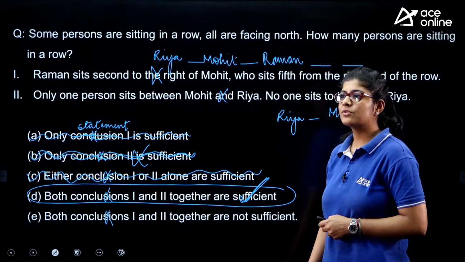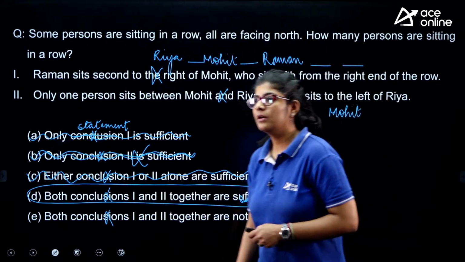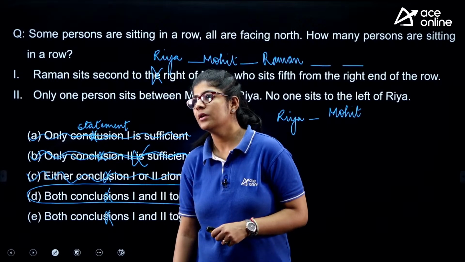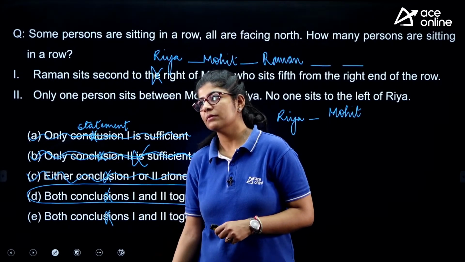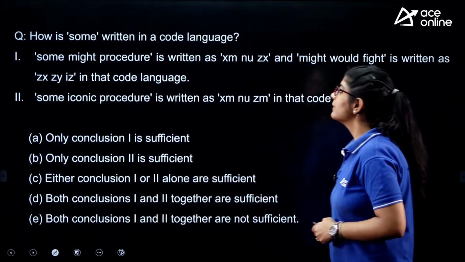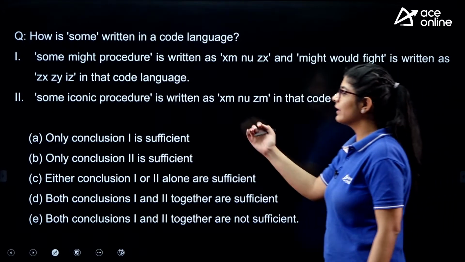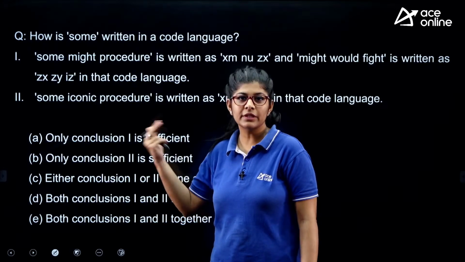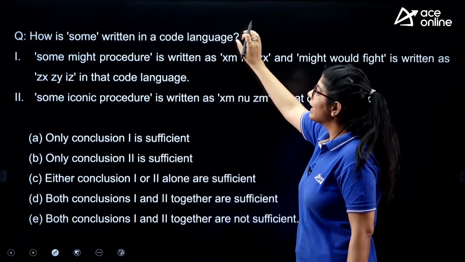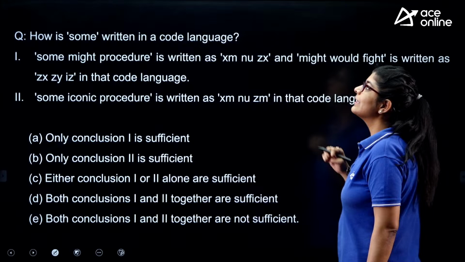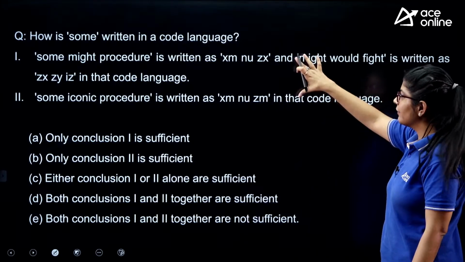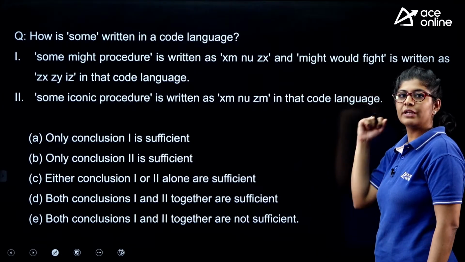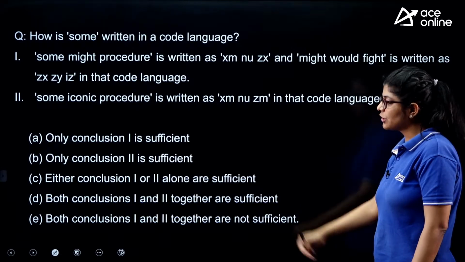Very good, Ragla, Sundaram, Vikas, very good. Very good, Radhe, very good, Bangaram, very good. Next. Again, what we have to do? We have to replace this conclusion words with the help of statements, right? Here you are having question. How is sum written in the code language? And here you are having your two statements, and accordingly you need to select which option is correct over here.